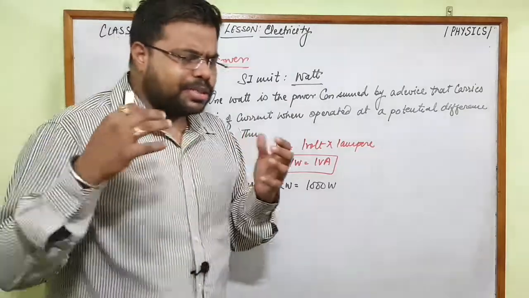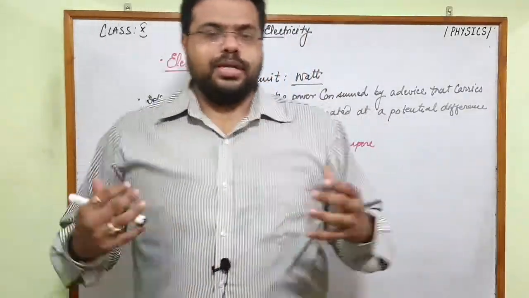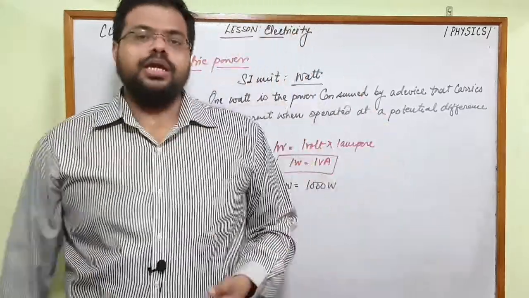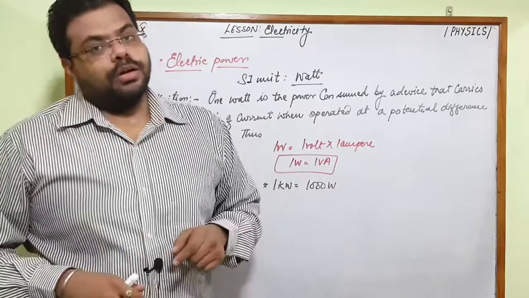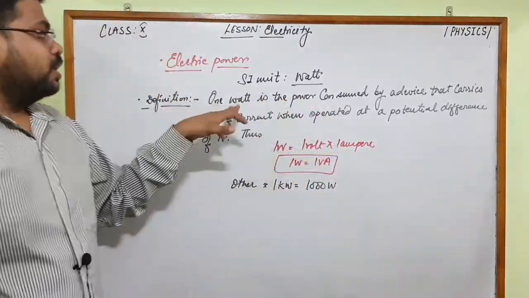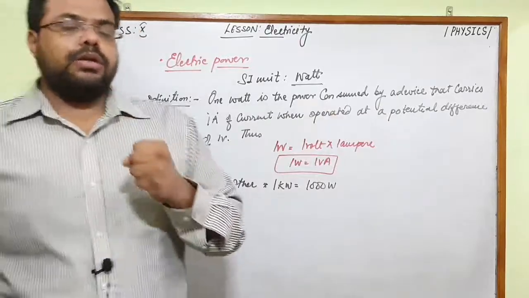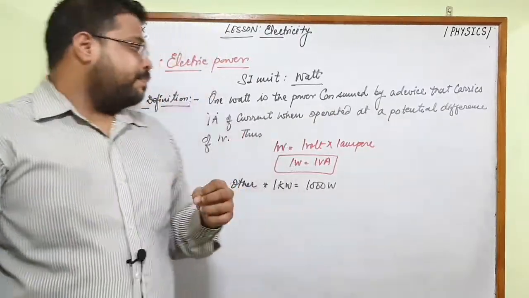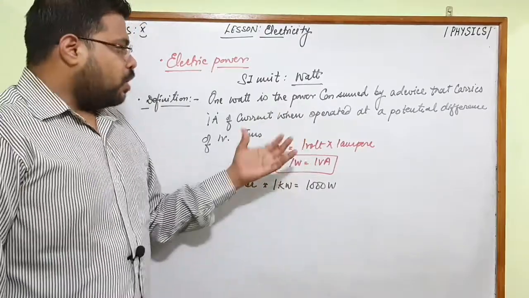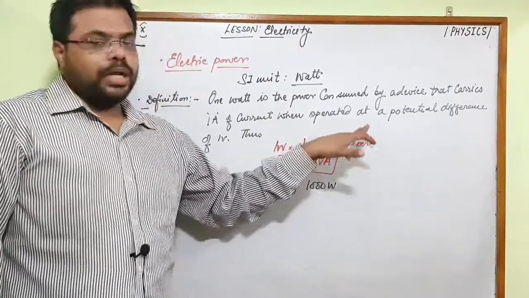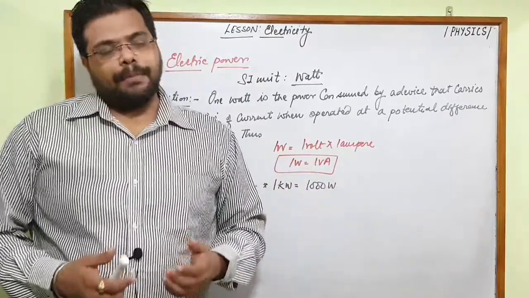In an electric circuit in which we have generated a potential difference of 1 volt with the help of a cell or battery, and due to this, 1 ampere current is going on in this circuit. So by the definition, 1 watt is the power consumed by the device. So that device has consumed 1 watt power. So by the definition we can also write the formula: 1 watt equals 1 volt into 1 ampere, so 1 watt equals 1 volt ampere.